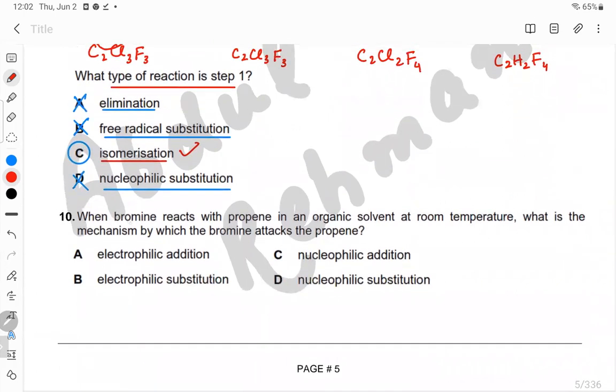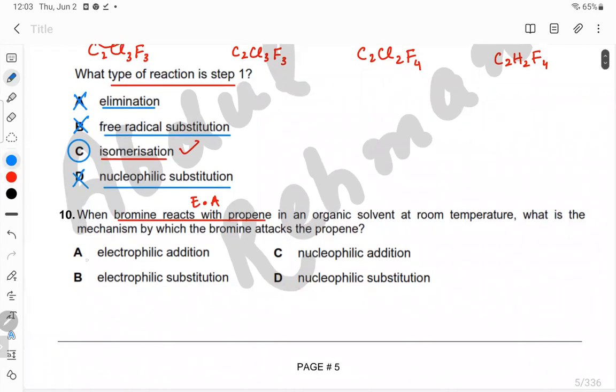Question number 10. When bromine reacts with propene, it means it's an electrophilic addition, not substitution. Alkene is there, and there is no electrophilic substitution in the AS syllabus. In an organic solvent at room temperature, what is the mechanism by which bromine attacks the propene? So it's an electrophilic addition only. So A is our correct answer.